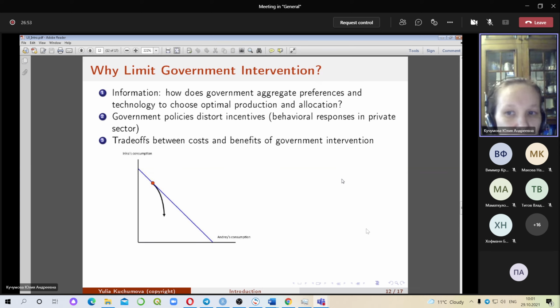How does government aggregate preferences and technology to choose optimal production and allocation, right? All this aggregation, collecting information and then aggregating it, is an issue, and it's costly. And then government policies distort incentives, right? This is because the government has imperfect instruments, like real-life taxes and transfers.